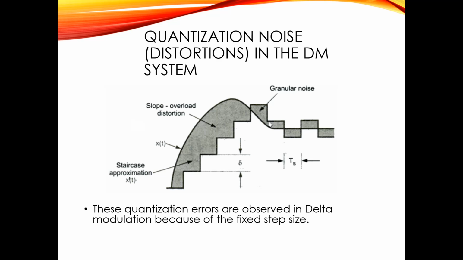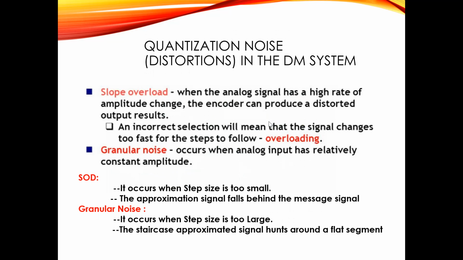The step size is fixed here. So basically, quantization noise: slope overload distortion occurs when the analog signal has a high rate of amplitude change, and the encoder can produce a distorted output. An incorrect selection means the signal changes too fast for the steps to follow. So this is considered overloading, and it occurs when the step size is too small. The approximated signal falls behind the message signal.